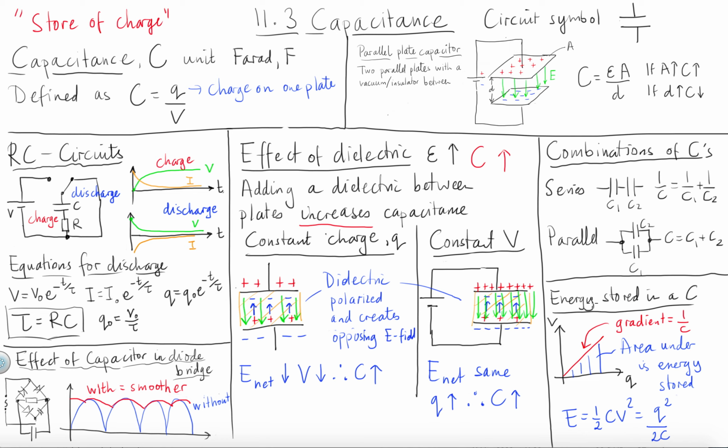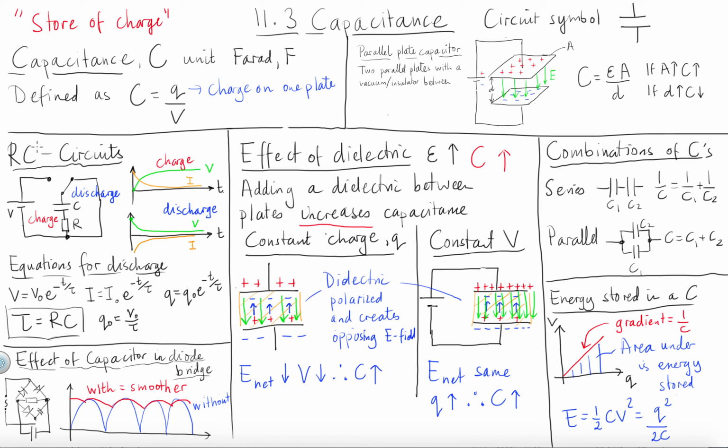You also have to know that the energy stored in a capacitor is the same as the area under a potential-charge graph. If we have a potential-charge graph, then the gradient is 1 upon the capacitance, which is good to know. And for geometric reasons, this is just a triangle. The area under is the stored energy, and that's equal to 1/2 times capacitance C times potential difference squared, which is equivalent to charge squared divided by twice the capacitance.